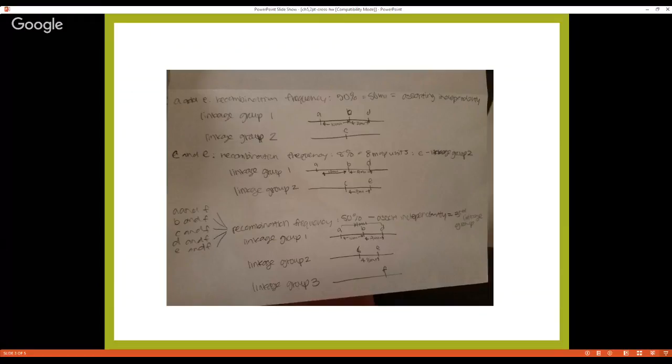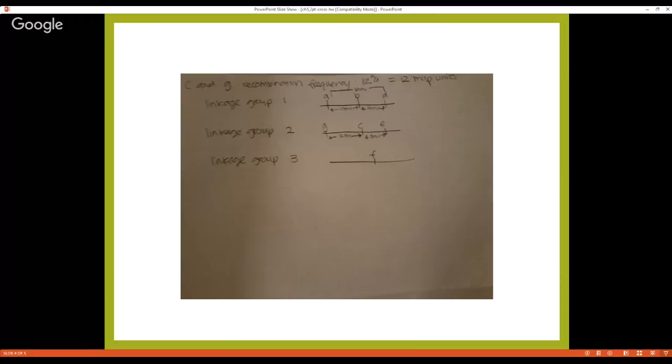Okay. Looking at all of these, A and F, B and F, C and F, D and F, and E and F all have a recombination frequency of 50%, so that means that they all sort independently. Since F sorts independently from A, B, C, D, and E, that means that it is on a 3rd linkage group, and that's shown here.